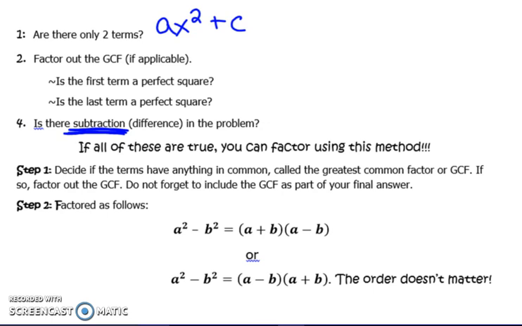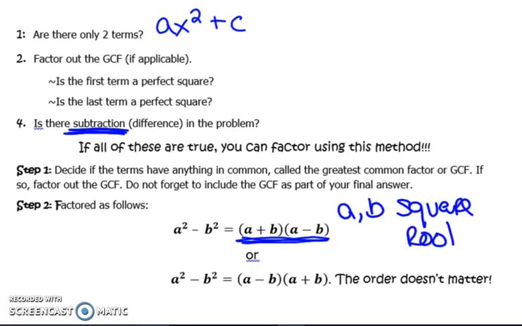Now, if we can say yes to all of those, what we're going to do is take the square root of the first term and take the square root of the second term. When we take the square root, it's going to become a plus b and a minus b, where a and b are our square roots. Now, the nice thing is, and we've talked about this in class, it can also be a minus b and then a plus b. Order does not matter as long as the numbers that are supposed to be negative are negative and those that are positive stay positive.